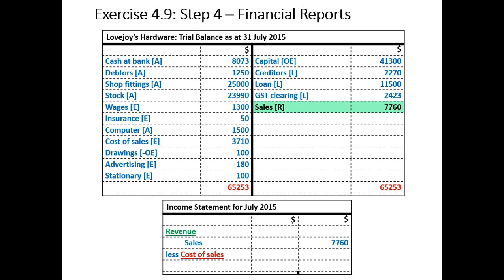We've learned that we now take away our cost of sales expense. Expenses are debits, so we're going to look on the debit side of this trial balance to find our cost of sale expense. And we see it there, 3710. We'll put that in, and that'll give us our gross profit of 4050.